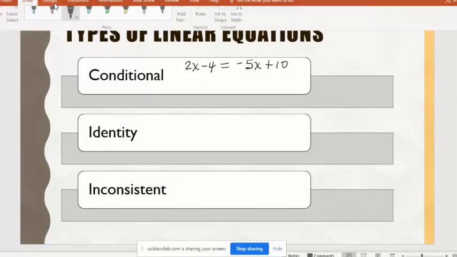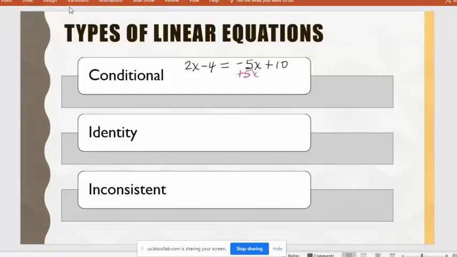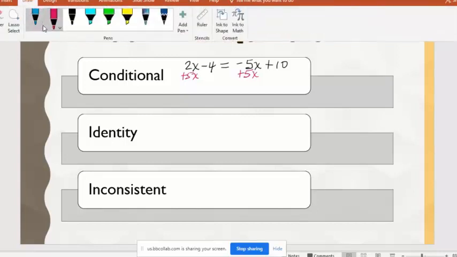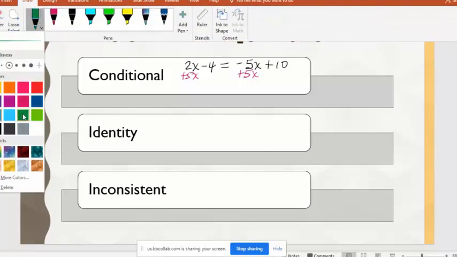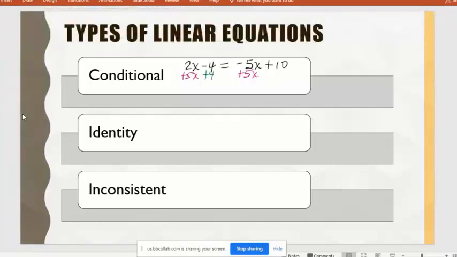And so I would add 5x to both sides. That way this will result in a 0. And at the same time, you can do 2 moves in one step if you would like. So I'm going to move this minus 4 to the other side. So I'm going to add 4. Okay, add 4. And now I get this new equation. 2x plus 5x, which is 7x, is equal to, those cancel out, 10 plus 4, 14.